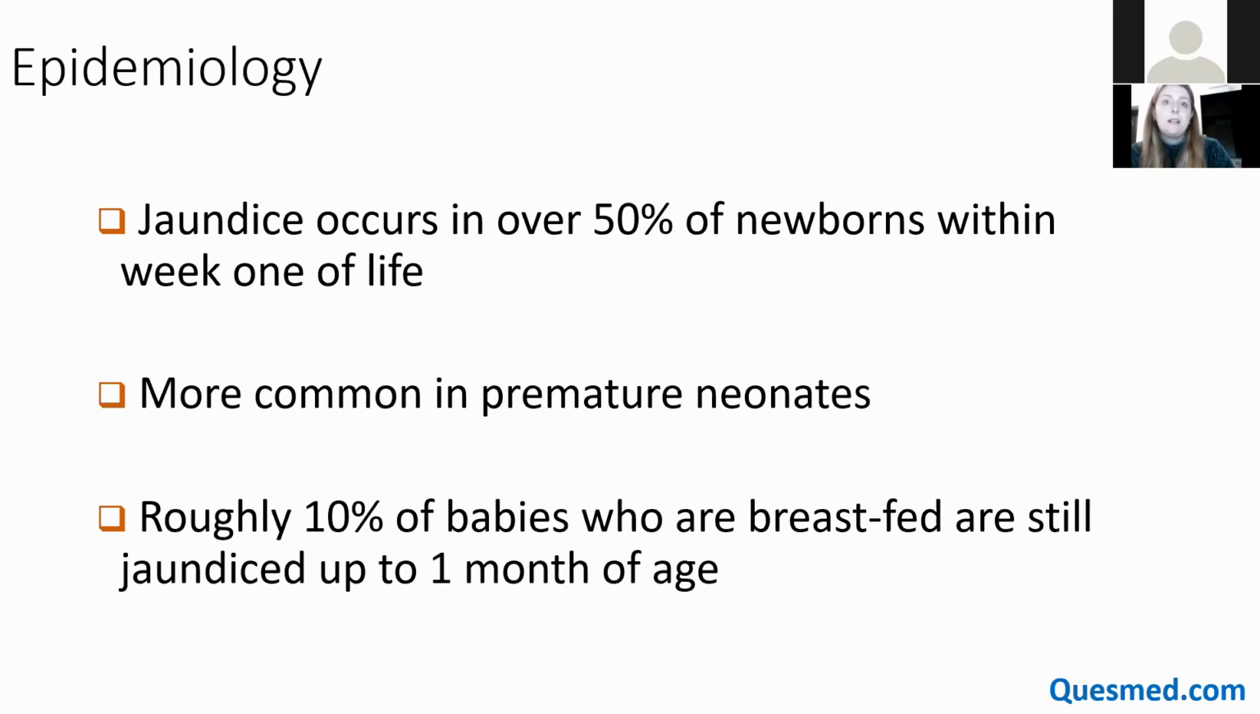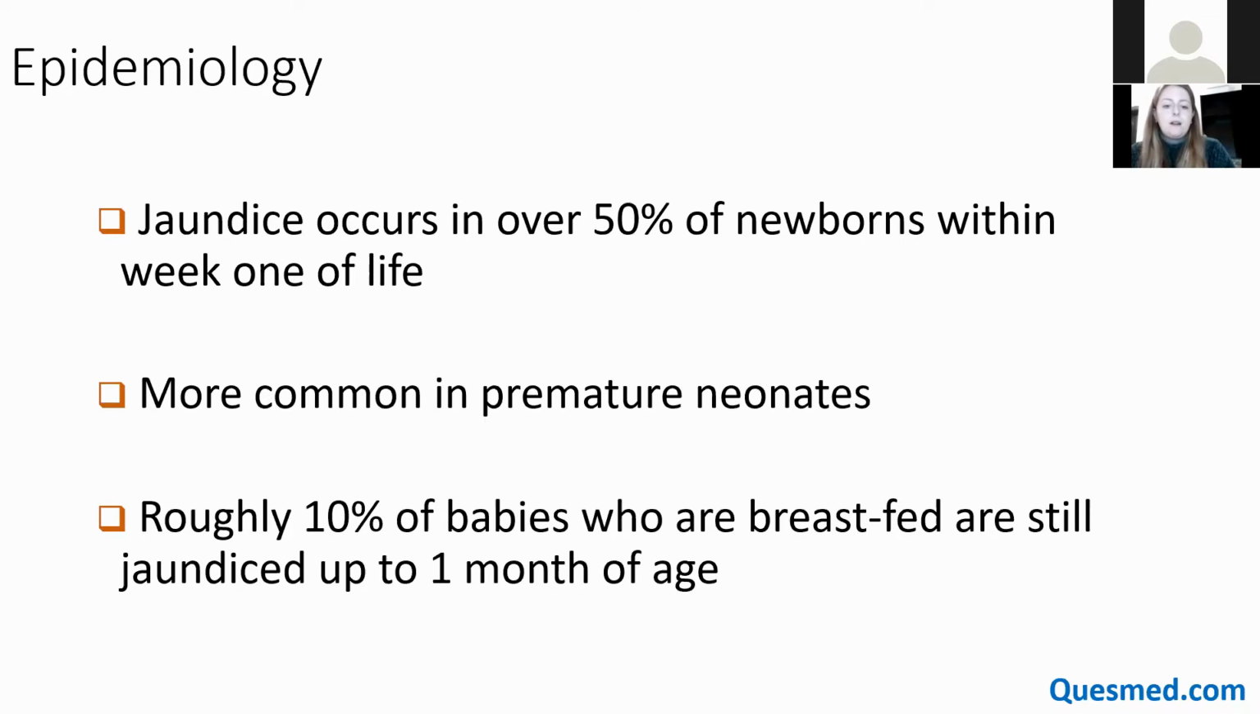breastfeeding is a particularly strong risk factor for it. So up to 10% of babies that are breastfed exclusively A, experience jaundice, and B, are still jaundiced up to 1 month of age. So as I said, breastfeeding increases both the incidence and the duration of jaundice. So it's something really common. It's often normal, but it's important to be aware of the potential abnormal causes.